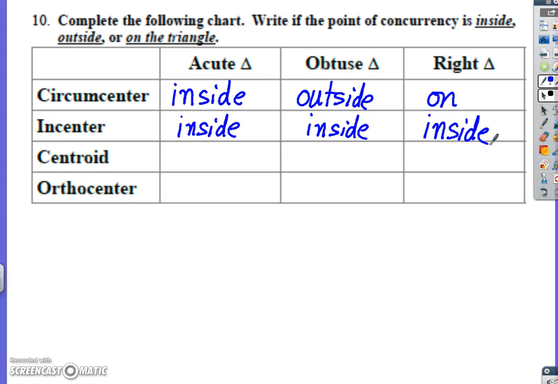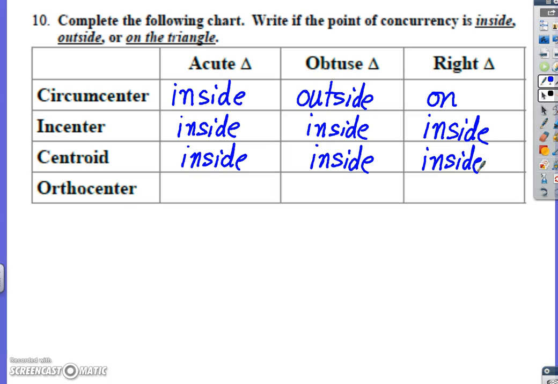All right, so the centroid. Remember, this is the one connecting the midpoint to the vertex. In an acute triangle, the centroid is going to be inside, so our medians are going to intersect inside. In an obtuse triangle, it's going to be inside as well. And the centroid in a right triangle is going to be inside as well. It doesn't really matter on those. Because it's going from midpoint to vertex, those are all going inside, with no other place for them.